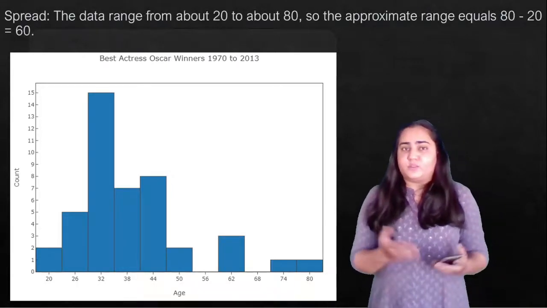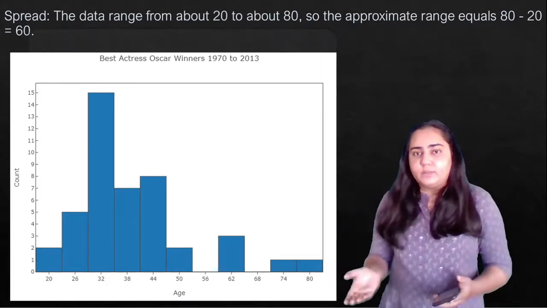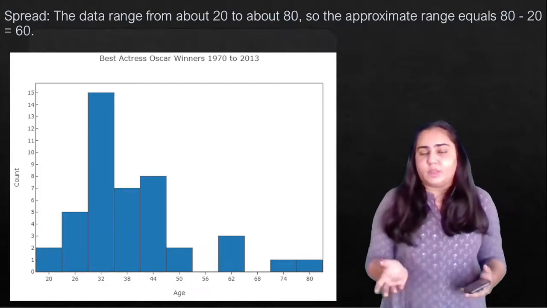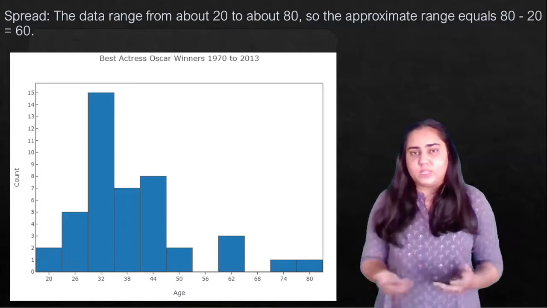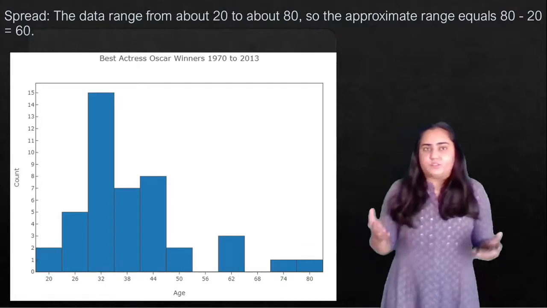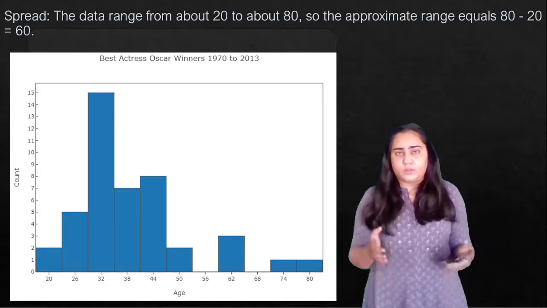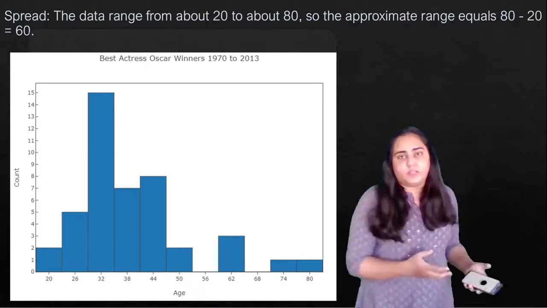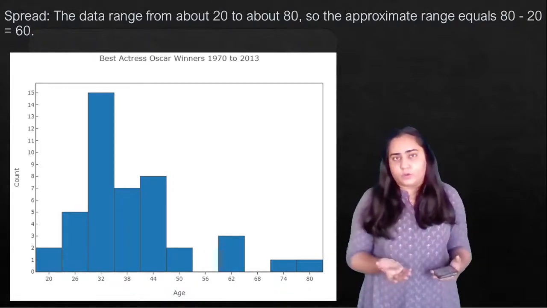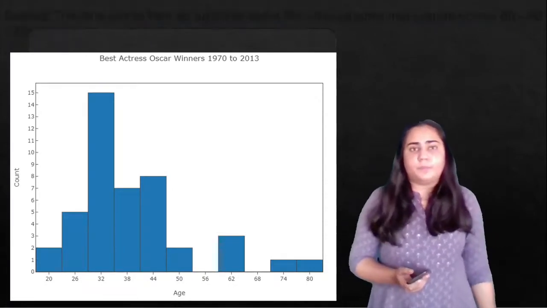Then you can see the spread. The data ranges from about 20 to about 80, and this can be found from the x-axis right here. If you subtract the min from the max, 80 minus 20, you get 60. So this is the spread. That means there's a difference of about 60 between the youngest and the oldest actress getting an Oscar for Best Actress. So this is another thing you can say from the graph.